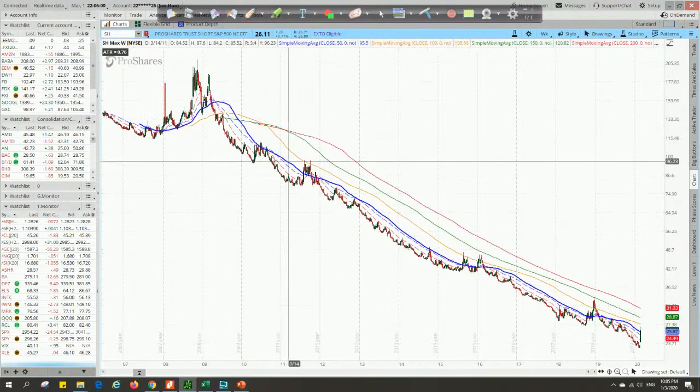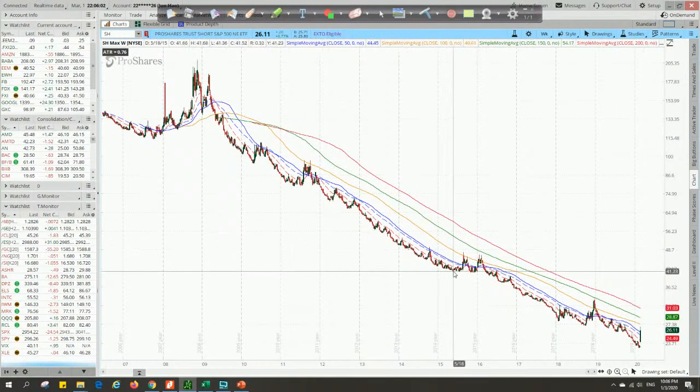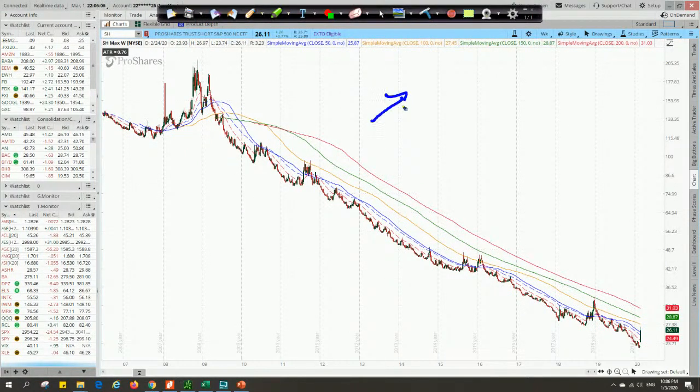And you can see it acts inversely to the S&P 500. Whenever the S&P 500 goes up, the SH goes down. And you can see that during this correction, it goes up very sharply. So these are two ways in which you can protect your portfolio during next week's correction, if there is any, or also in subsequent future corrections.